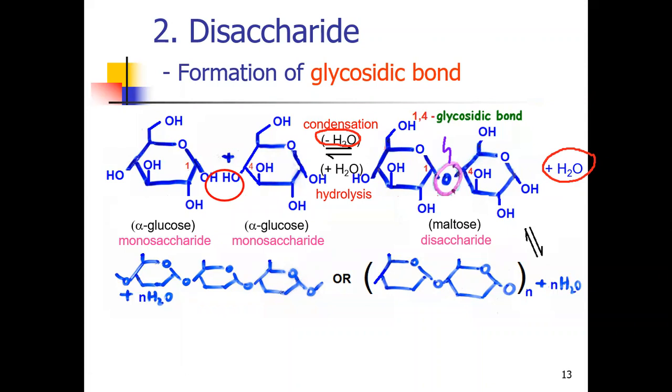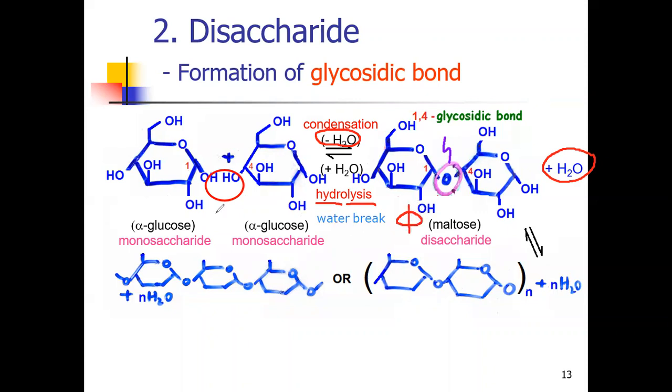Oppositely, I can also break down the disaccharide to release 2 monosaccharides again. So the breakdown process is the opposite of condensation. It's called hydrolysis. The word hydrolysis stands for, lysis means to break, to lyse. Hydro means water. So hydrolysis means you break the molecule into 2. Let's say, for example, this is a disaccharide, so you break it into 2.